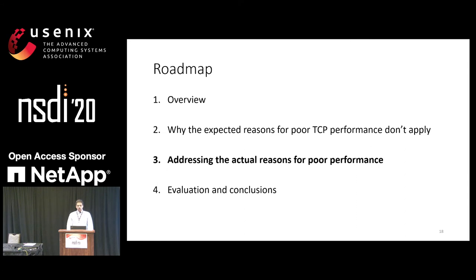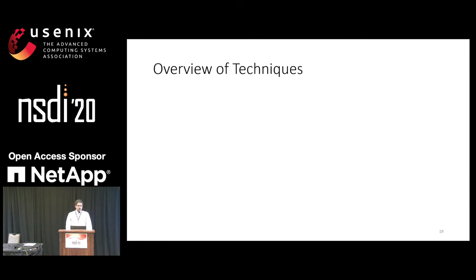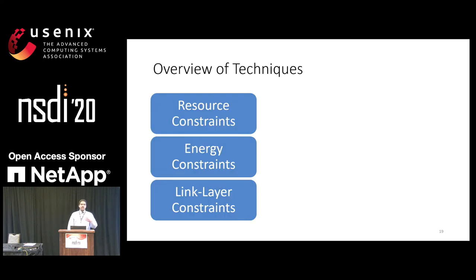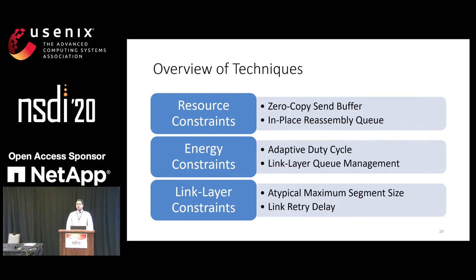Now I'm going to move on to addressing the actual reasons for poor performance. So as I mentioned earlier on in the talk, you can classify the various constraints of low-power networks into three categories: resource constraints, energy constraints, and link layer constraints. And for each one, we have a couple of techniques that we use in order to address some of the problems. So the first two have to do with how you manage memory within the TCP stack in order to minimize the memory footprint of TCP buffering.